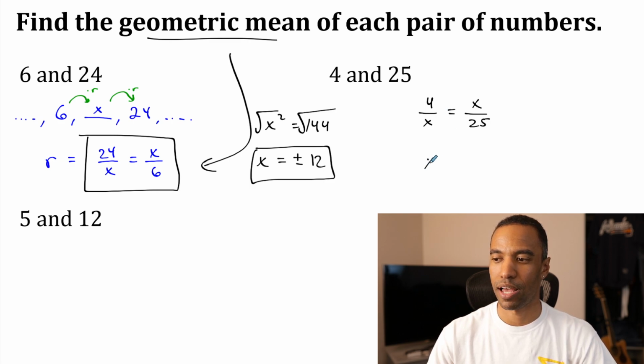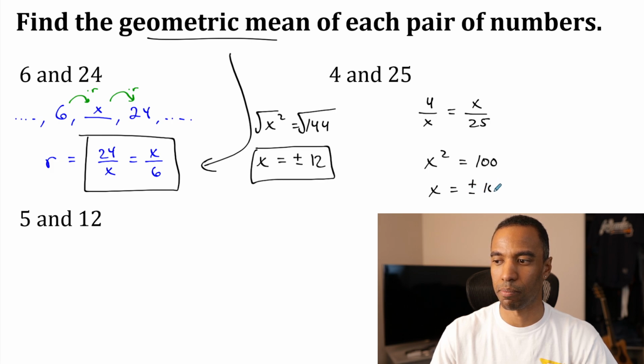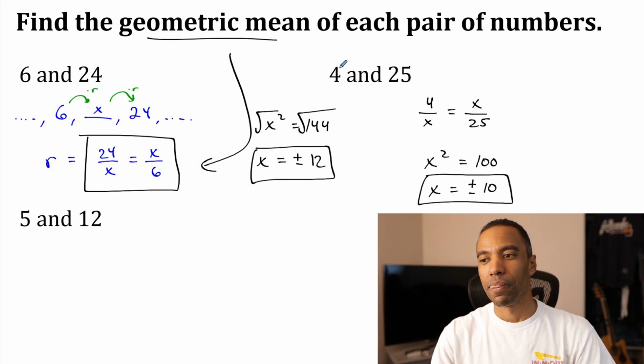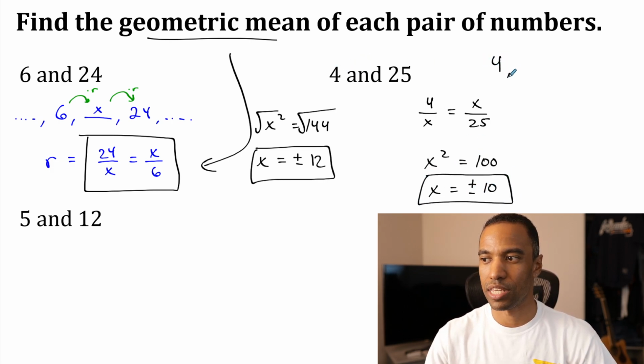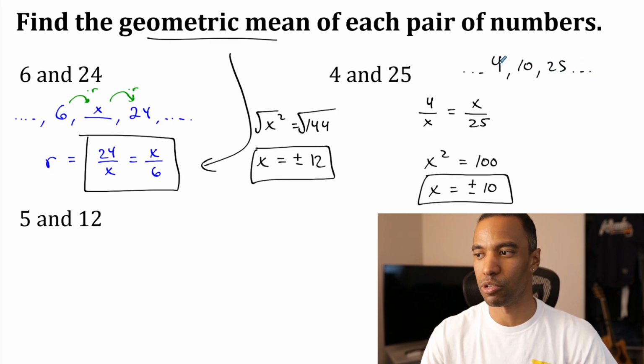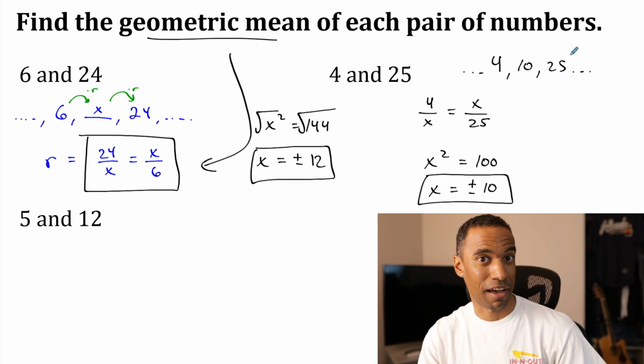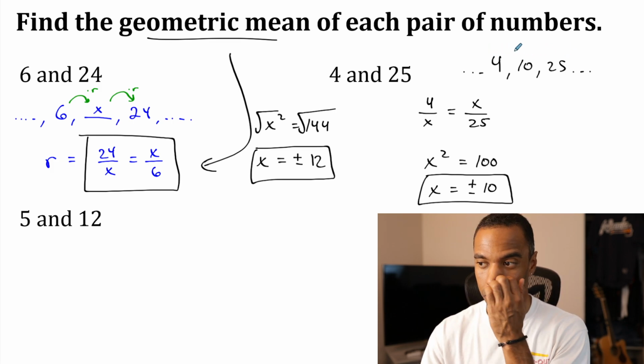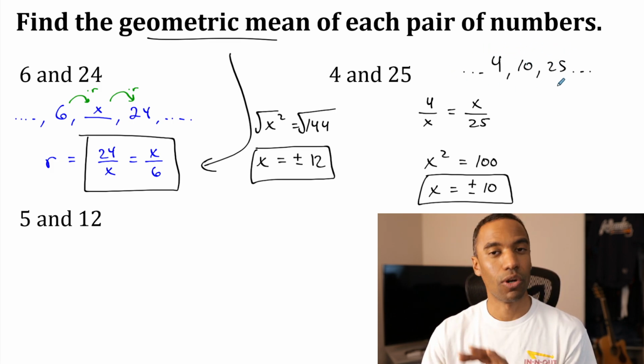When I cross multiply, we're going to get x squared equals 100. And when you take the square root of both sides here, you'll get x equals plus or minus 10. Now, 10 is the number in between these two things here. You might not have known that you're multiplying by apparently 2.5. I know that number's 2.5. You're multiplying by 2.5 to get to the 10. You don't need to know that.